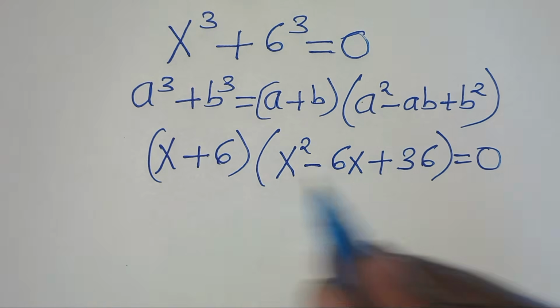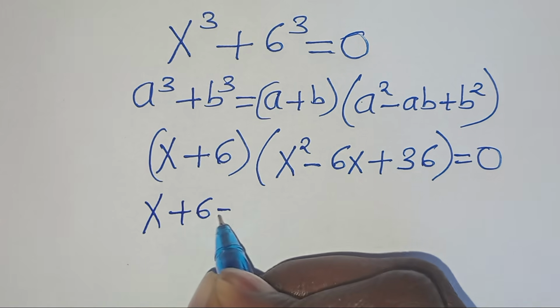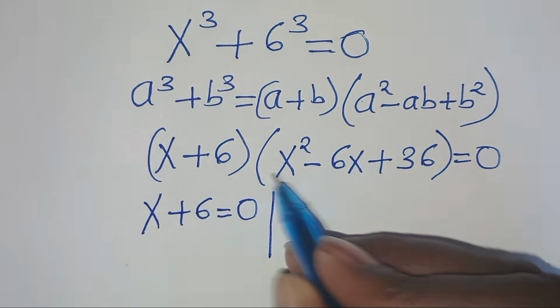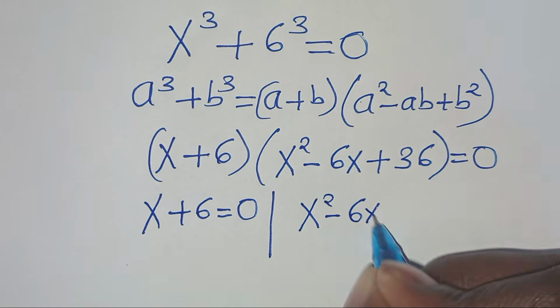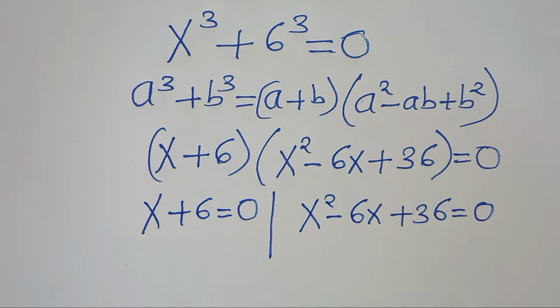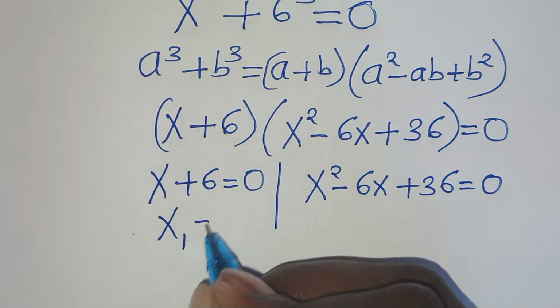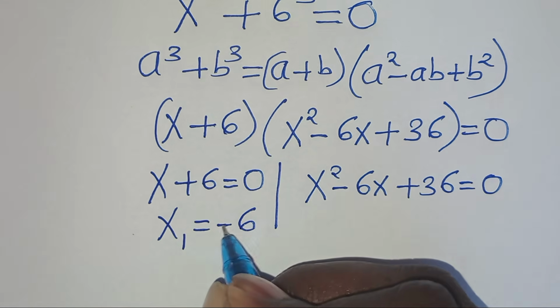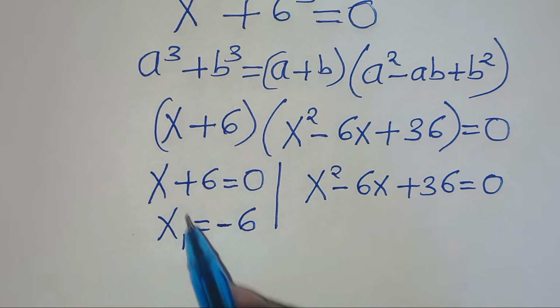So we have got two parts here. We have x plus 6 equal to 0, then we have x^2 minus 6x plus 36 equal to 0. We have x1 equal to negative 6. This is a real solution here.